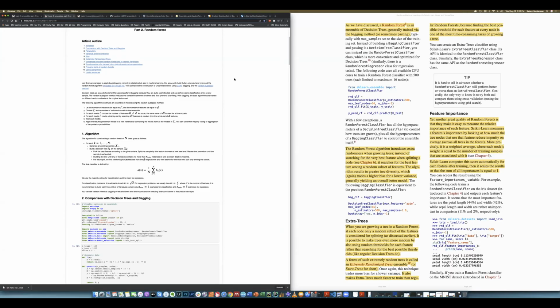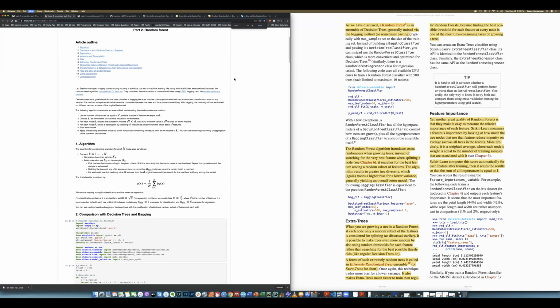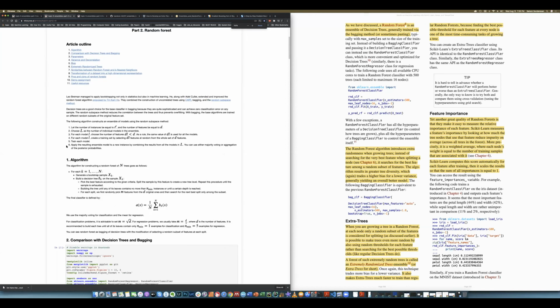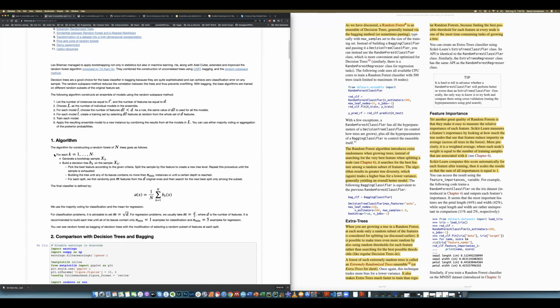Are you guys able to see the screen now? Yes. So I just saved a few links that might be useful for the discussion.